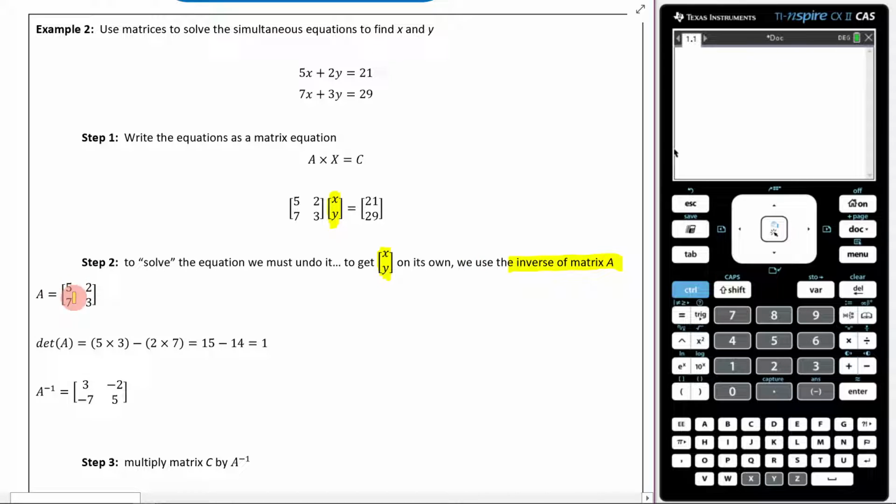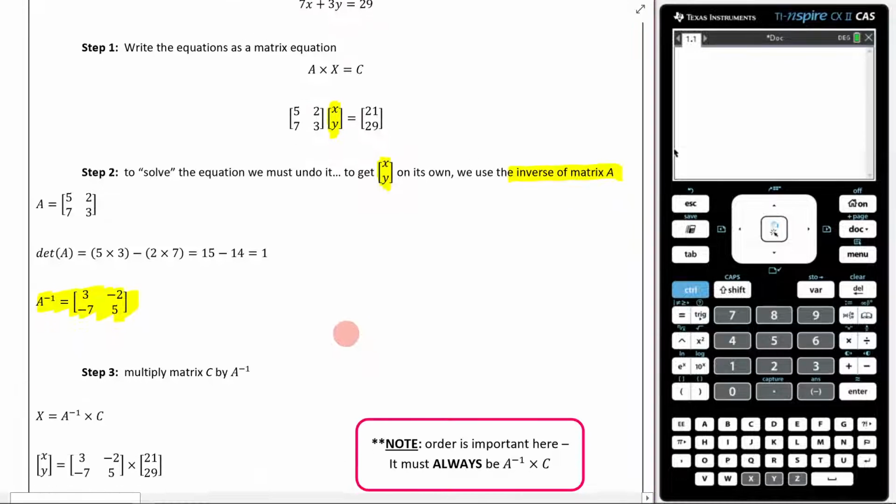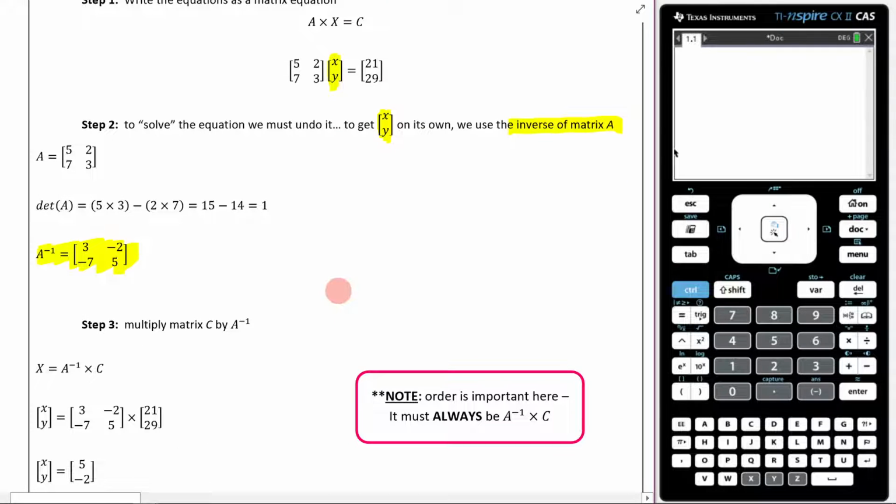So here's A. Remember, to find the inverse of something, you first find the determinant, and then with that determinant you can find the inverse. So here it is. And now this is what you're going to do. I'm actually going to write this out before we come here, so can I get you to write this out for me as well? So what we've got is AX is equal to C. And what we want is to get x by itself.